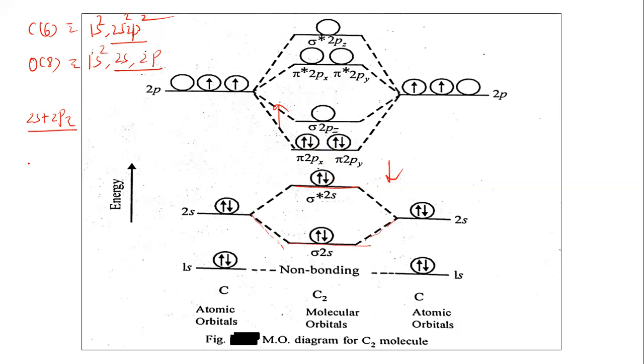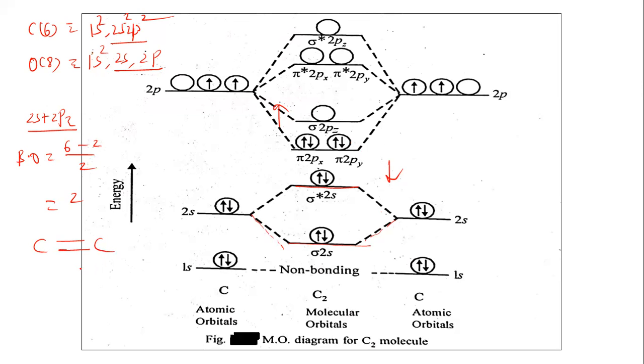Now, let us find out the bond order in the carbon molecule. Bond order is equal to the number of bonding electrons minus the number of anti-bonding electrons, divided by 2. The number of bonding electrons is 2 plus 4, 6. This 2 plus this 4, 6. Minus anti-bonding electrons, which are 2, divided by 2. So, it is equal to 4 divided by 2, which is 2. Thus, in the carbon molecule, there is a double bond.